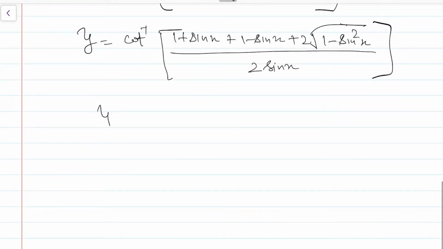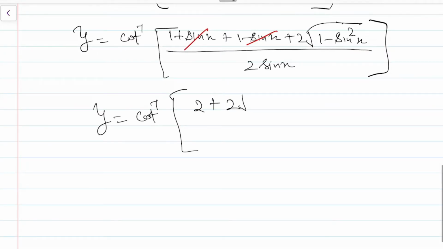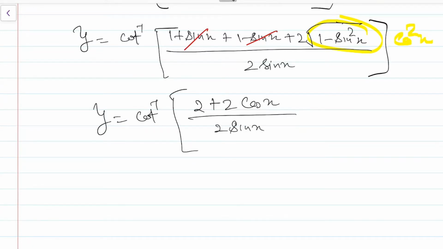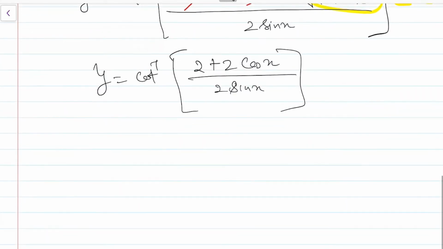Simplifying the numerator, we get y is equal to cot inverse of 2 plus 2 under the root. This sign will cancel this sign. This will become cos square x, and the square root of cos square x is cos x. So we'll have 2 cos x divided by 2 sin x. In the next step, 2 will cancel 2 in both numerator and denominator. So cot inverse of 1 plus cos x divided by sin x.